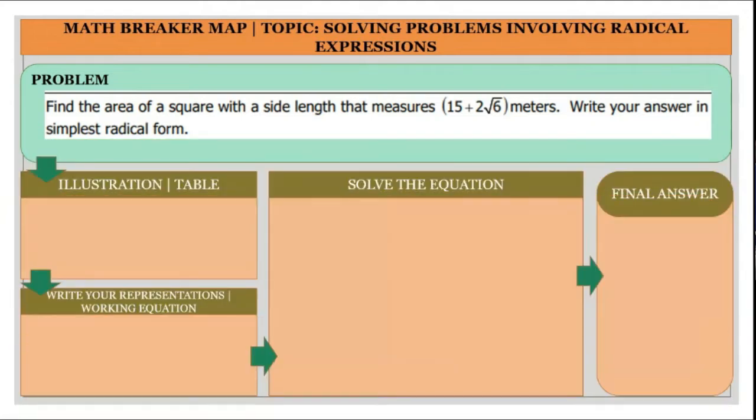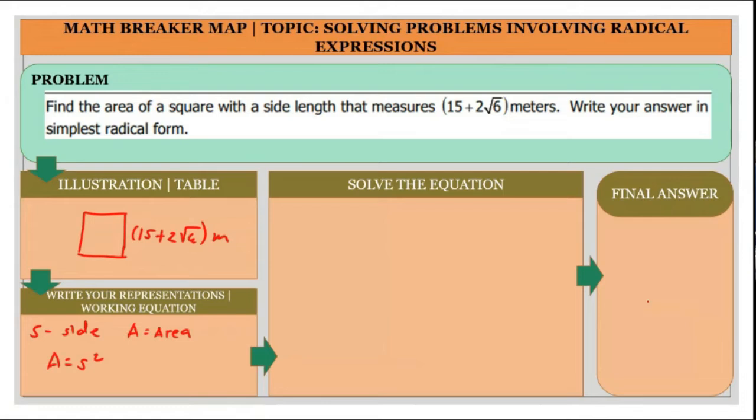Okay, again, we will be using a math breaker map to solve the problem. So let us have the illustration. So let's say this will be your figure, a square with a side length which is 15 plus 2 square root of 6 meters. Okay, so let us have the representation. Let S be the side and A will be the area of the square. For the area of the square, the formula will be A is equal to S squared.